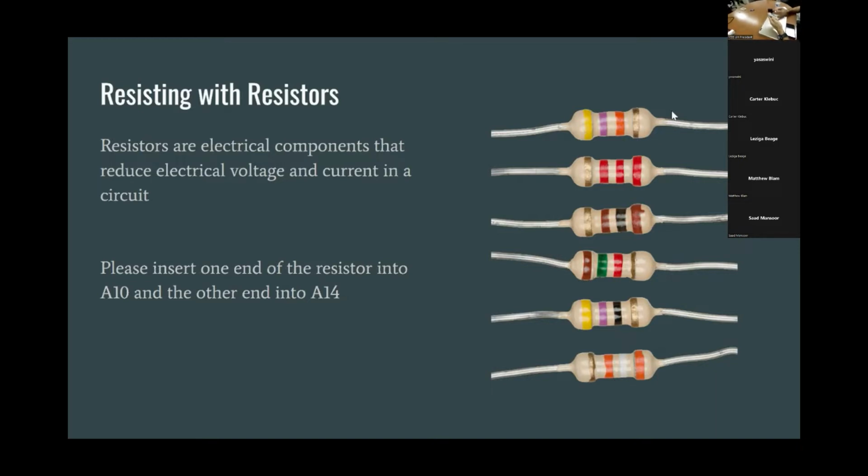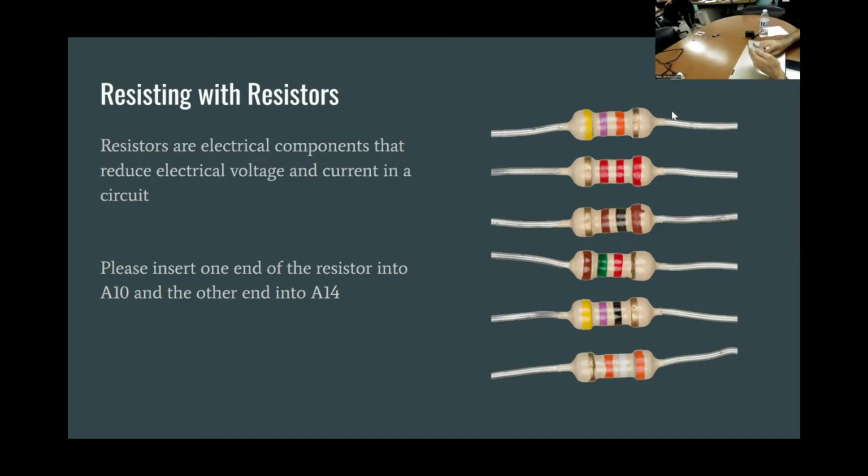Pardon me? Where do I place it? You place one end of the resistor onto A10 on the breadboard, and the other end of the resistor onto A14 in the breadboard. Alrighty, I'm just going to go around and check everyone's.